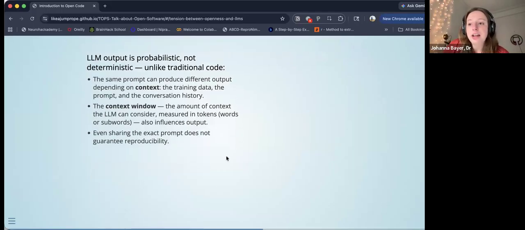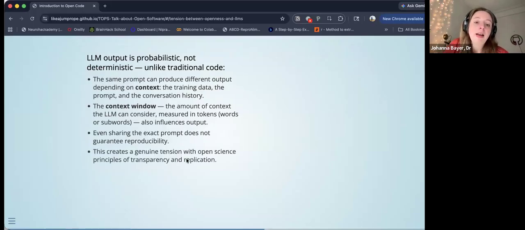Yes, you can share the chats of LLMs. You can also share the context, but even that does not guarantee reproducibility. And this creates a genuine tension with open science principles of transparency and replication, because we don't really know how this response or code was created. What was the foundation? What were the conditions? The context that it was created under.